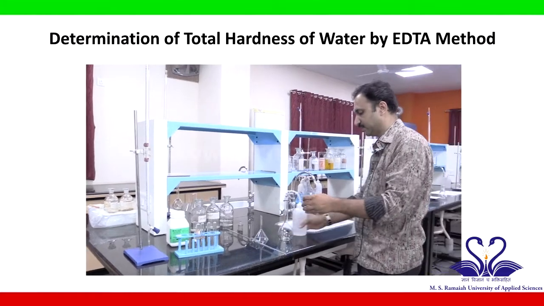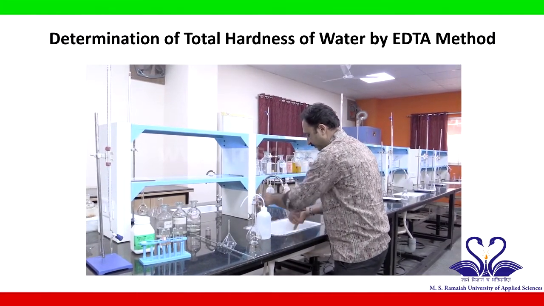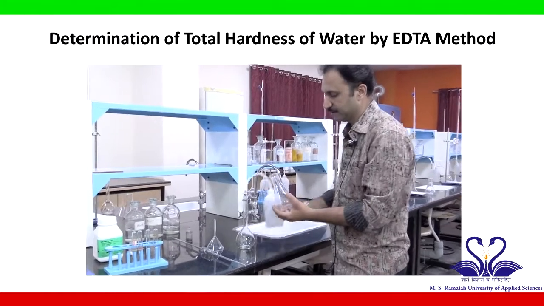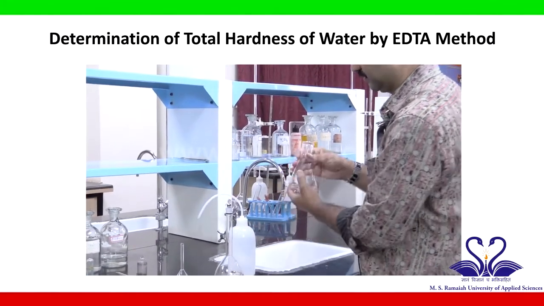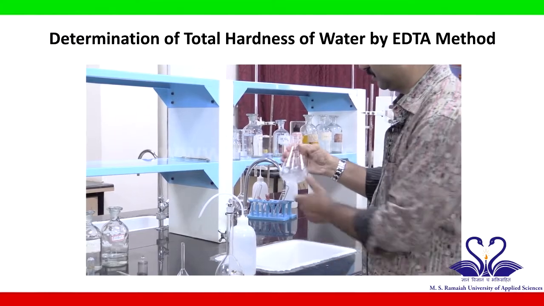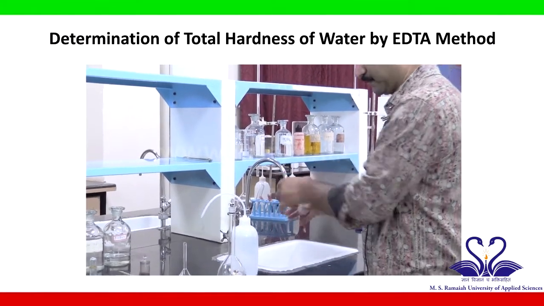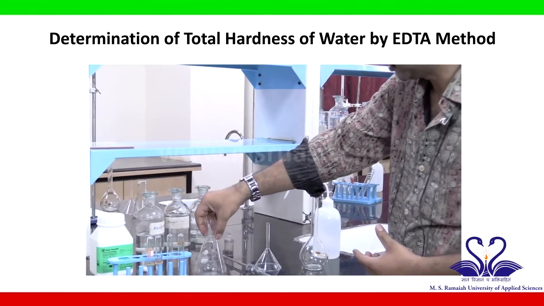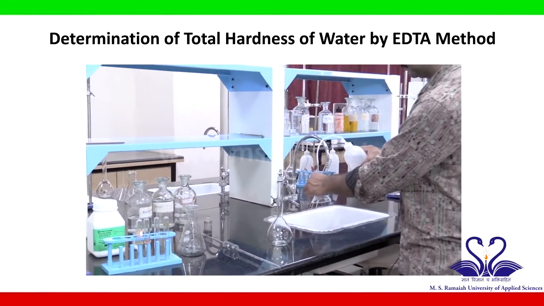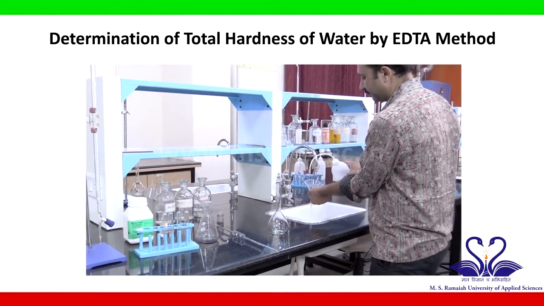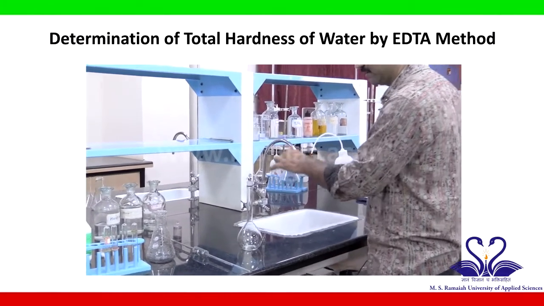Similarly, the funnel, you have to wash with tap water 3-4 times and then rinse with the distilled water. The funnel is to be washed with tap water and then rinsed with distilled water.